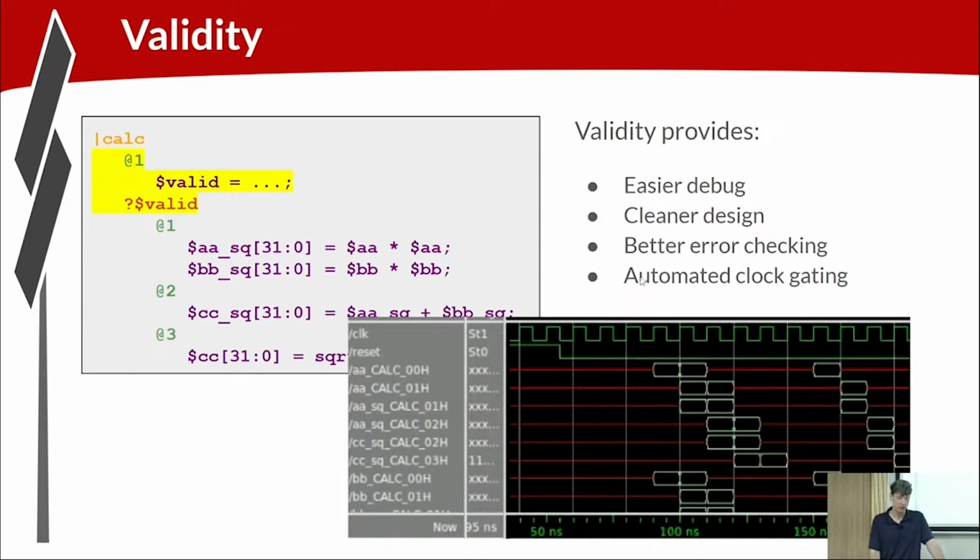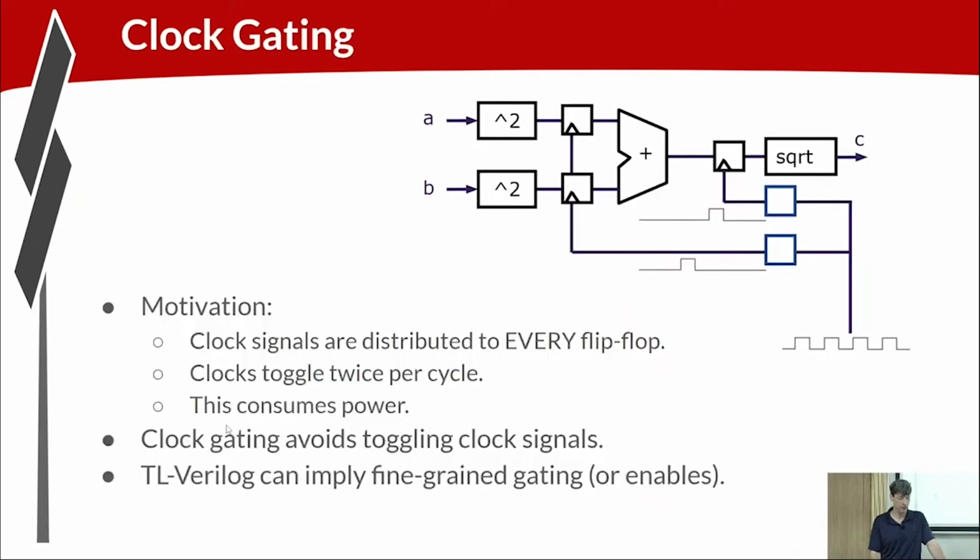We also get something called clock gating for free. Who's familiar with clock gating? Okay. So clock gating is a power savings feature. If we know that the data that we're computing is invalid, right? It should be garbage. There's no reason to propagate garbage through a flip-flop.